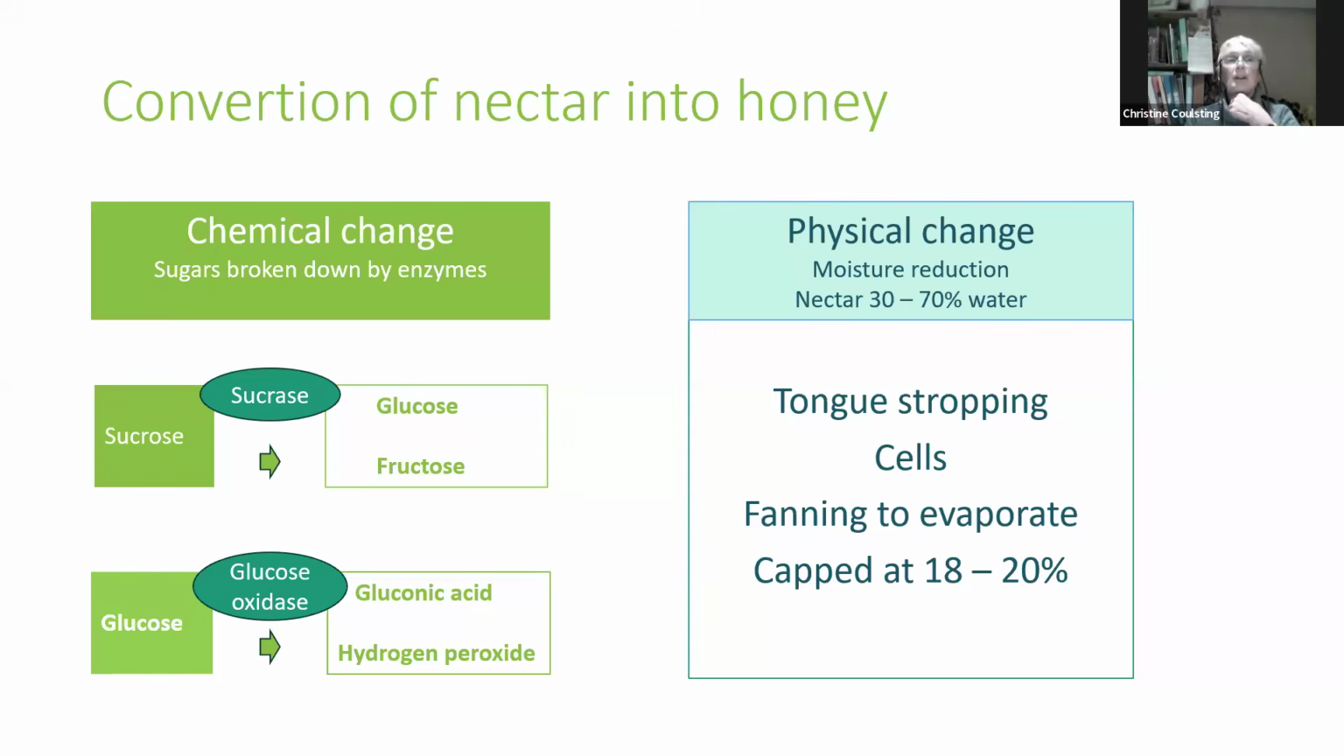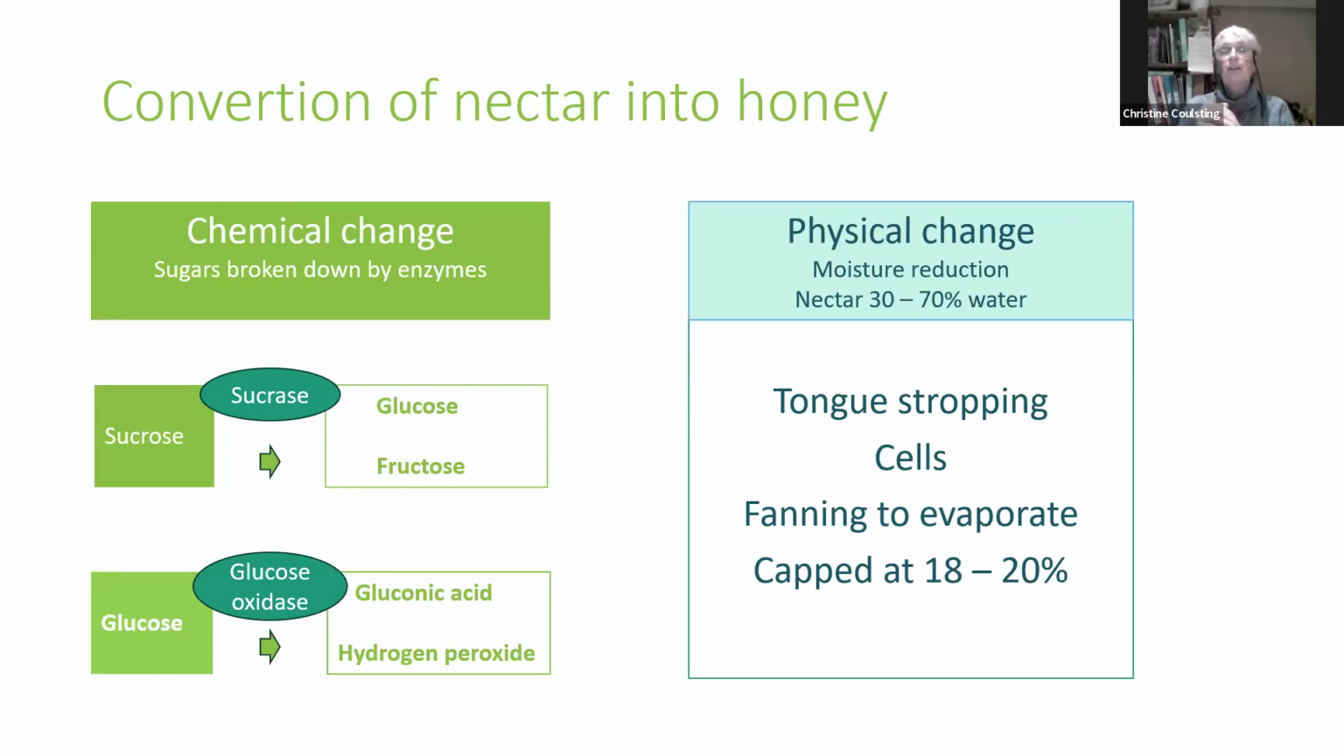The forager offloads her load to house bees, and then they're working on a physical change really, and that is about reducing the moisture. Nectar has about 30 to 70% moisture, and of course honey is capped at 18 to 20% moisture. So the way they do that is the house bee will extrude a droplet of water onto the tongue.